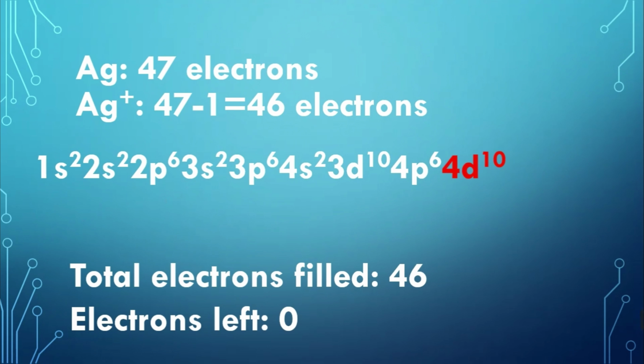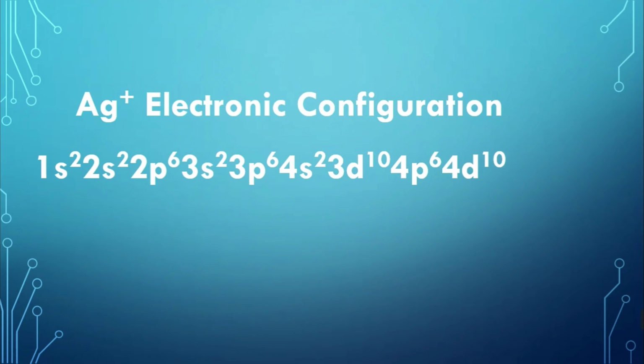Therefore, the ultimate electronic configuration of silver cation is 1s2, 2s2, 2p6, 3s2, 3p6, 4s2, 3d10, 4p6, 4d10. The outermost orbital is 4d, which is fully filled.